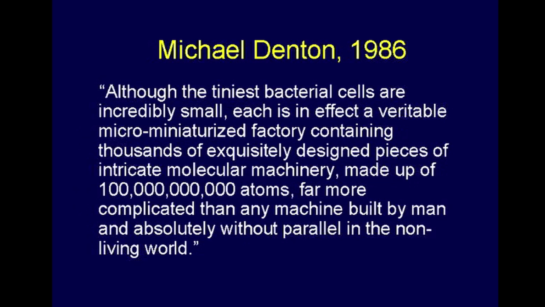One of the fictions that they use in school is the thing called a simple cell. We now know there is no such thing as a simple cell. That's a fiction that Darwin, in good conscience, probably adopted because he didn't know better. But today we know that's a naive statement. Michael Denton, in 1986, the Australian evolutionist, published a key book on this. And he said, although the tiniest bacterial cells are incredibly small, each is in effect a veritable micro-miniaturized factory containing thousands of exquisitely designed pieces of intricate molecular machinery made up of 100 billion atoms, far more complicated than any machine built by man and absolutely without parallel in the non-living world.